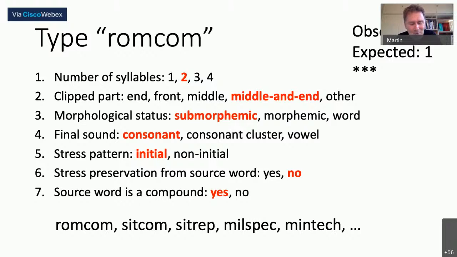Now, I know that I'm presenting quite a lot of data here, but that's also kind of the idea. Now, I need to show you this configuration that we call the rom-com type. We have 2 syllables. This is middle and end clipping. The morphological status is submorphemic. We have a final consonant, initial stress, no stress preservation, but here we have finally a compound source word. So that's not only rom-com, that's also sitcom from situation comedy. Sitrep is a situation report. Mil-spec are military specifications. MinTech is the Ministry of Technology.